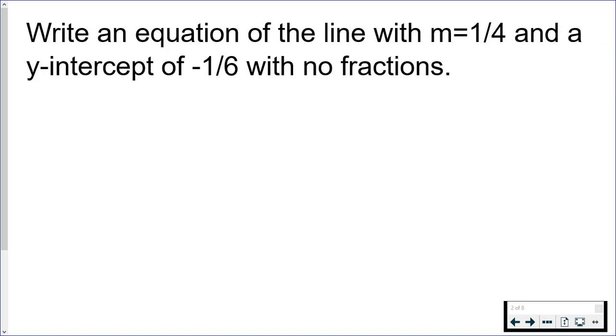I'm going to write the equation of a line with m equals 1/4, which is our slope, and the y-intercept of -1/6. However, it says that we're going to write this with no fractions. Now, what's sticking out to me is the fact that I have the slope and the y-intercept, so it should be very easy to write out slope-intercept form.